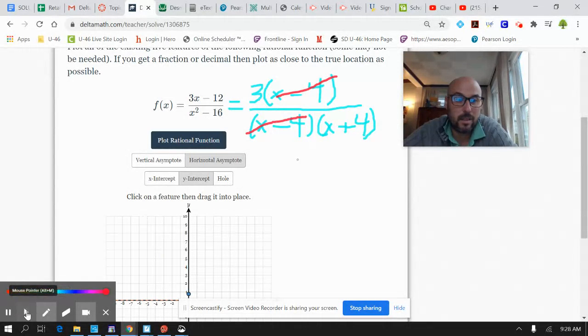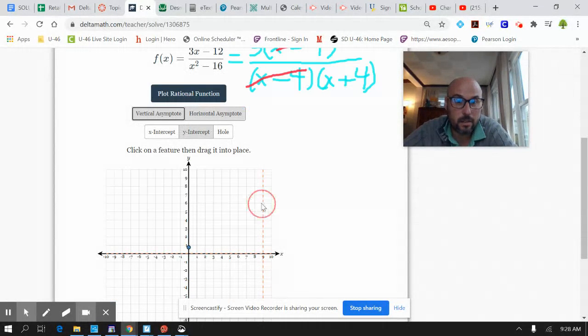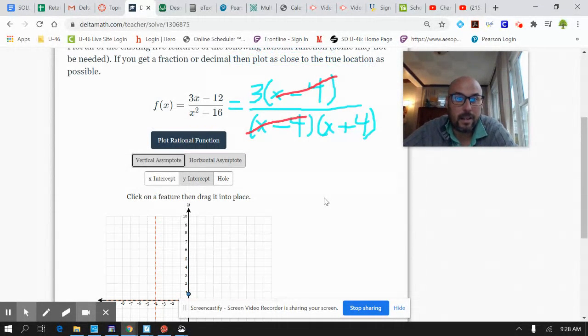What does that tell you? There is a hole at x equals 4. But also, negative 4 is a problem. Negative 4 makes me divide by 0. Since that didn't cancel out, that is a vertical asymptote at negative 4. So let's just get that out of the way. Bam. All right, now I have to find the removable point.